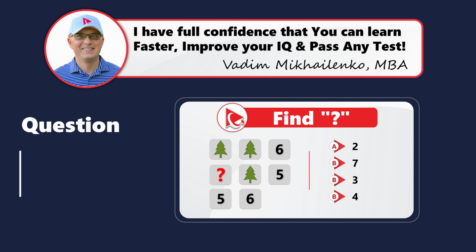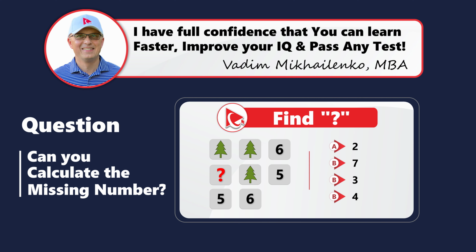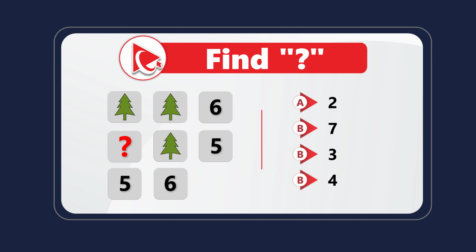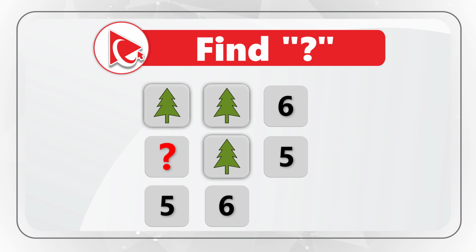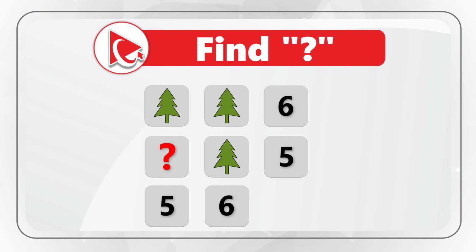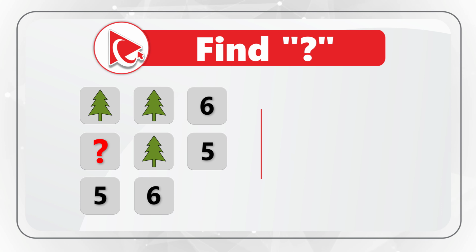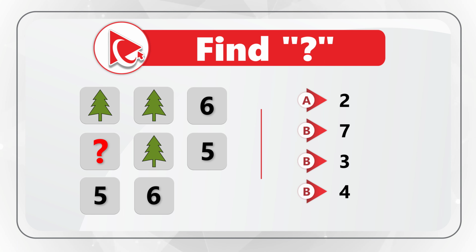Here's a phenomenal question where you need to find the missing number. You're presented with a 3x3 shape, which contains evergreen trees, numbers, and a question mark. Based on what you see, you need to calculate the missing number, and you have 4 different choices. Choice A, 2, choice B, 7, choice C, 3, and choice D, 4. Take a close look to see if you can come up with the logic and the answer.